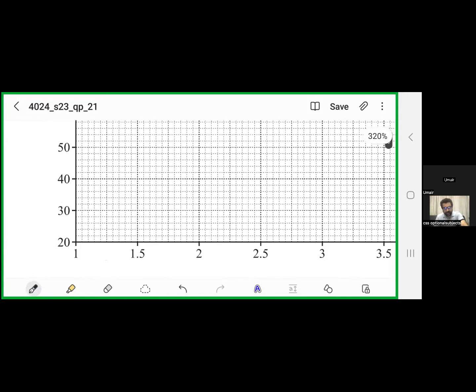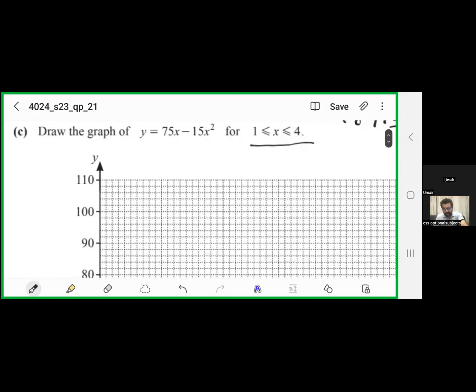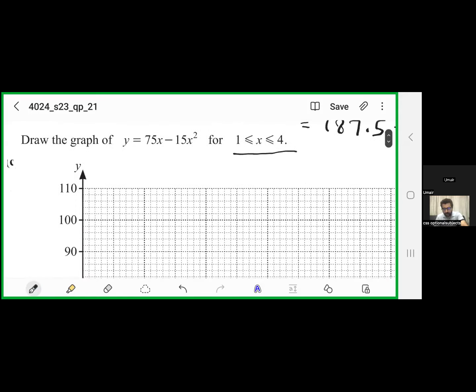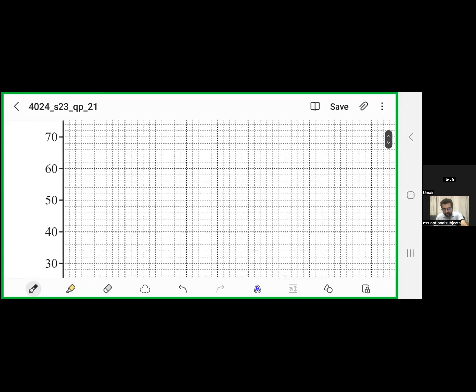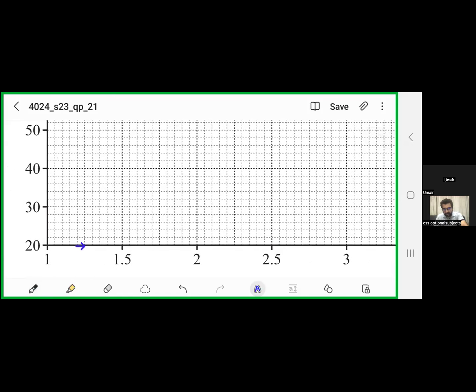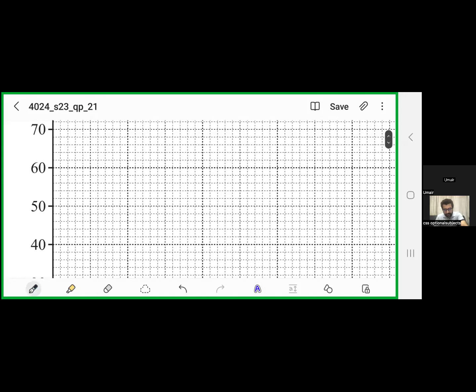Now we have to divide this graph because for the first pair of points, our x value is 1. So we have to see that 1 will fall at which point. Obviously, this is the value of 1 they have given. This is 1.5, this is 2, 2.5 and 3. So 1 on the x-axis and 60 on the y-axis. This is our first point on the graph.